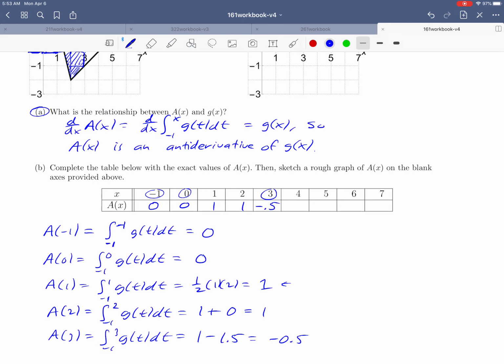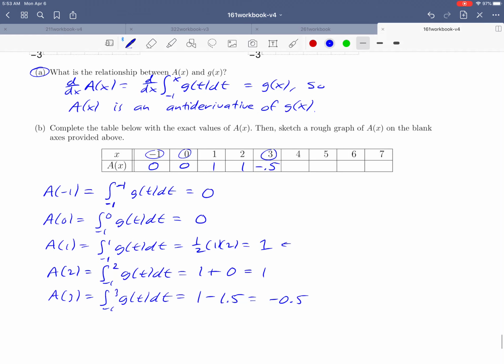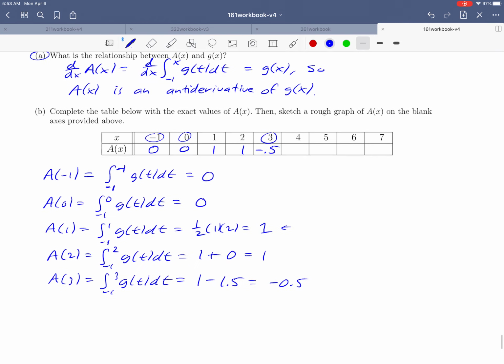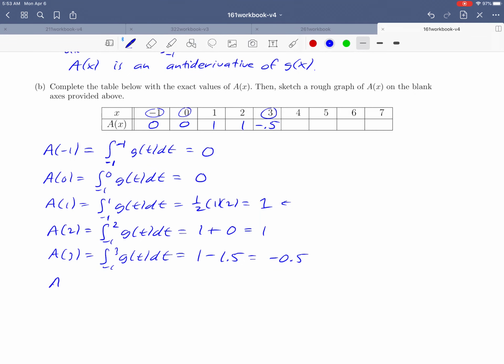Okay, and if you want to, feel free to pause the video here and see if you can fill in 4, 5, and 6 on your own. Okay, so were you able to fill in the last 4 entries in the table? Let's just run through those calculations together just to make sure that we got the same thing.